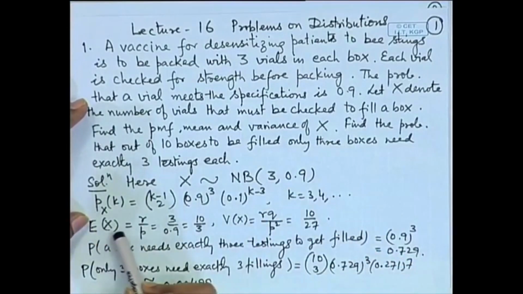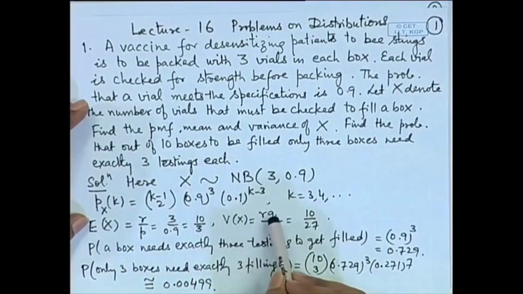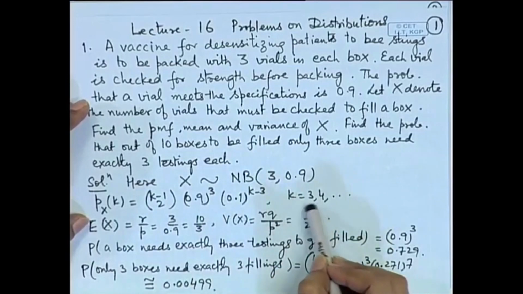As we know, the mean of a negative binomial distribution is r by p. So, that is 3 by 0.9, that is 10 by 3, and variance is rq by p square, which after simplification becomes 10 by 27.